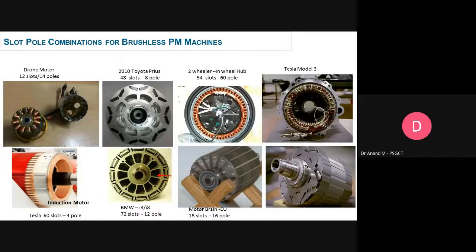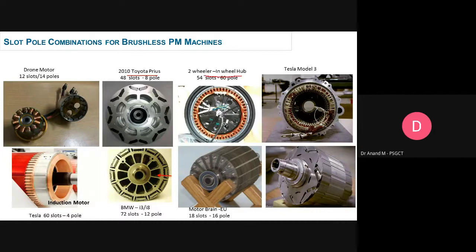So these are some samples of what we could see from the leading OEMs. For example, a drone motor on average comes at a 12 slot per 14 pole. Interestingly, the rotor pole count is higher when compared to the stator poles. You can see a Toyota Prius 2010 e-vehicle model; the electromagnetics comes at a combination of 48 slot, 8 pole.